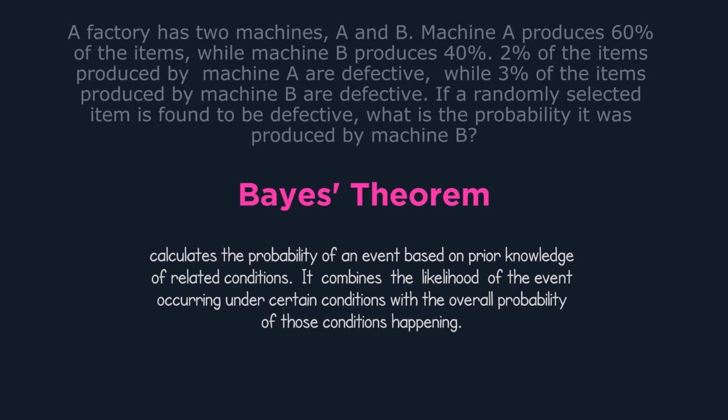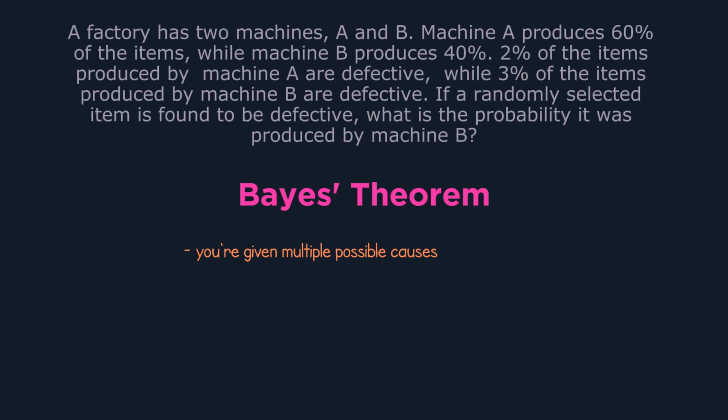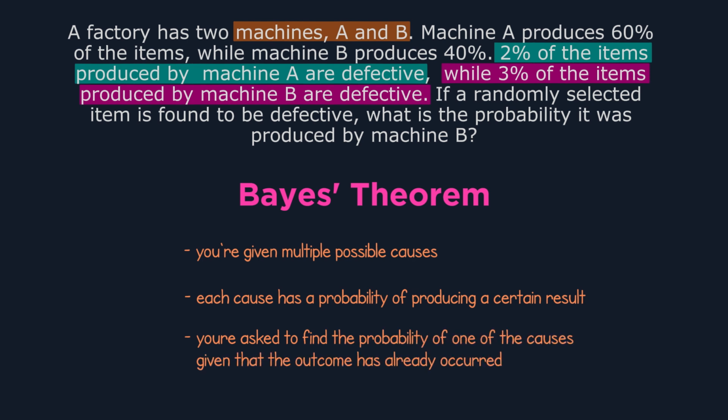Now, to spot a problem where Bayes' theorem applies, look for situations where you're given multiple possible causes, in this case, machine A and machine B. Each cause has a probability of producing a certain result, here, defective items. You're asked to find the probability of one of the causes given that the outcome has already occurred, i.e., given that an item is defective. What's the probability it came from machine B?